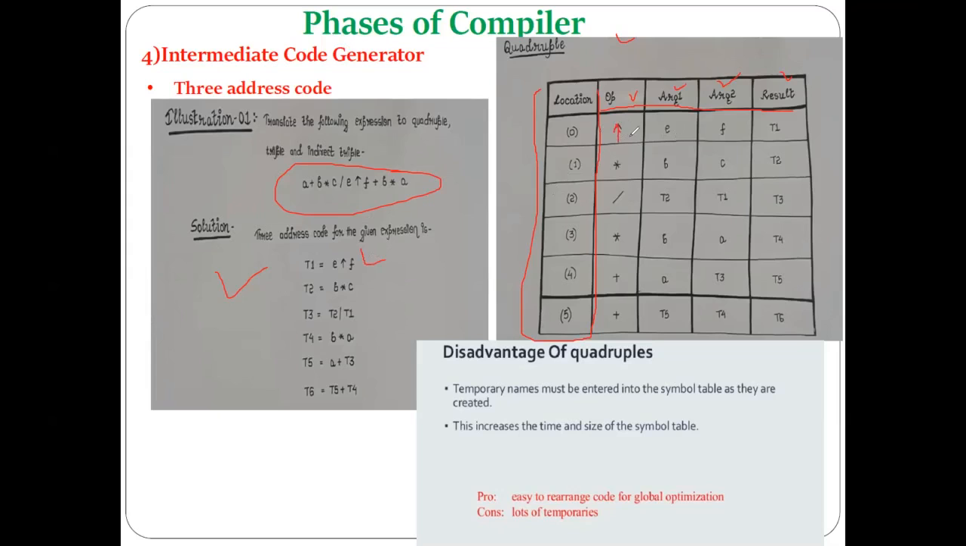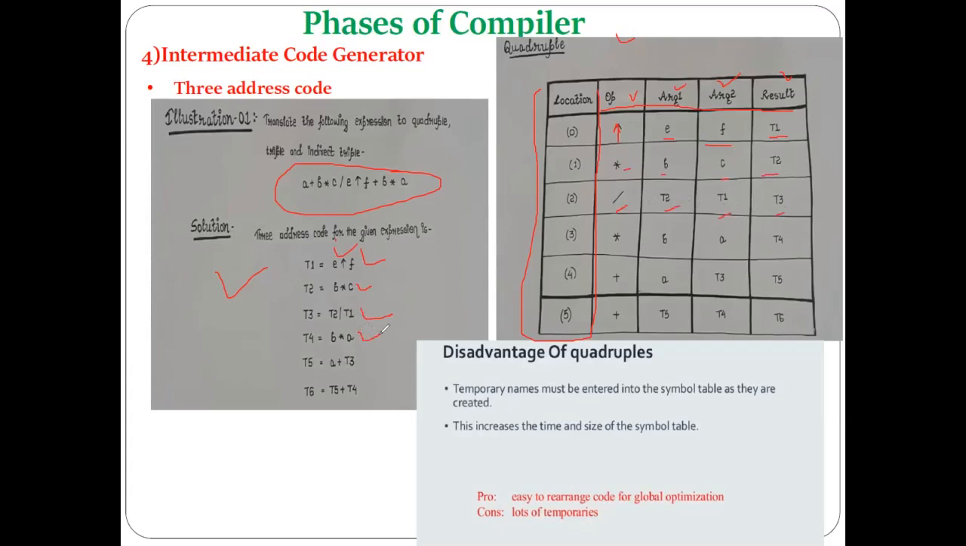Okay, so you write it in the operator column. Then the first operand here is E, the second operand is F, and you store its result in t1, so under the result column you write t1. For the second expression, multiplication is the operator, b is the first operand, c is the second operand, and the result goes in t2. Then for the third statement, division is the operator, t2 is the first operand, t1 is the second operand, and the result goes in t3.